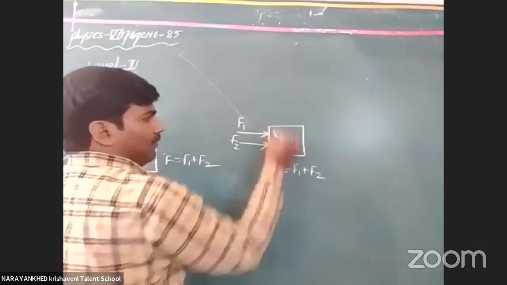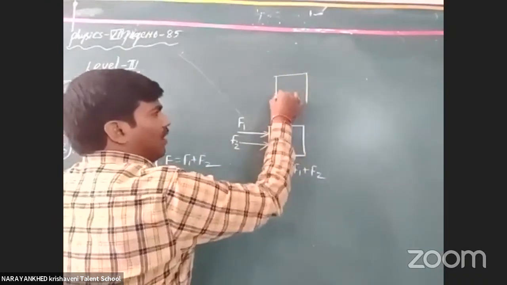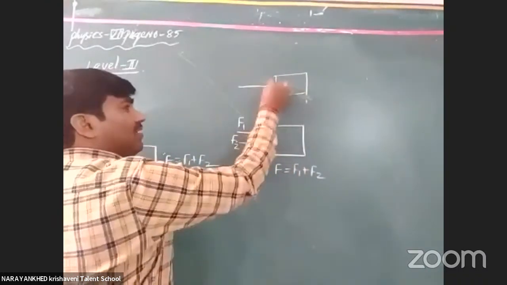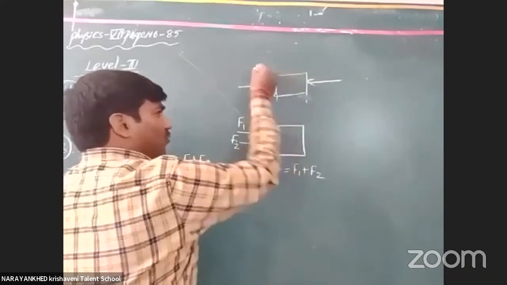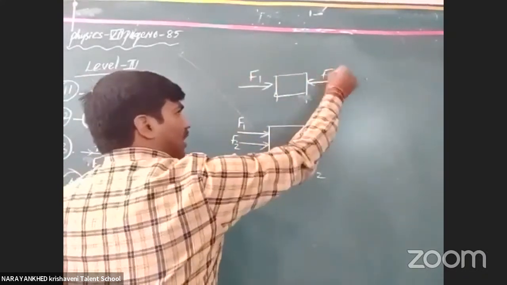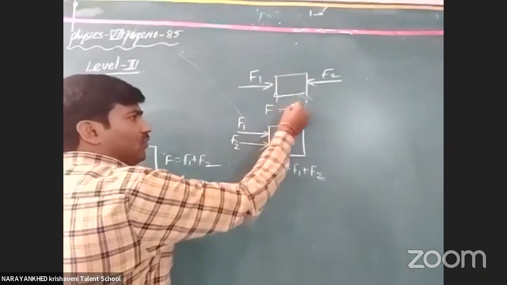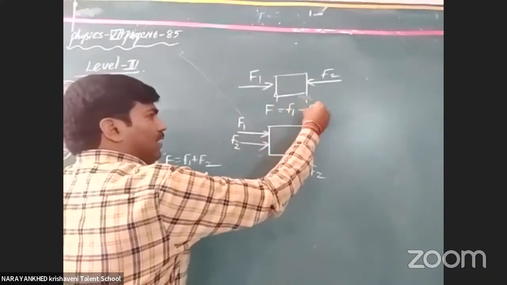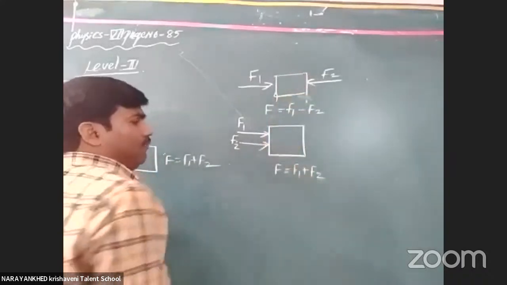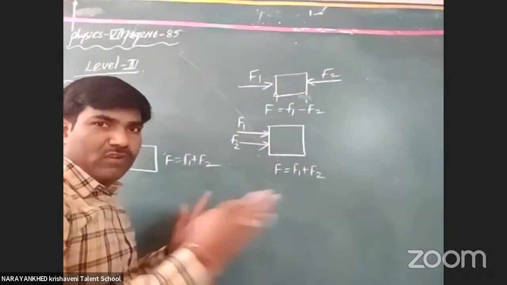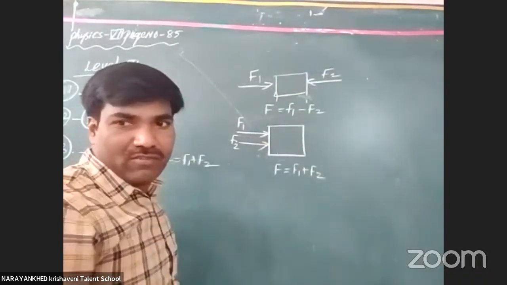Otherwise, there is one more case: one force works here and another force works in the opposite direction. Then the resultant becomes F equals F1 minus F2. In the opposite direction, it becomes the difference.